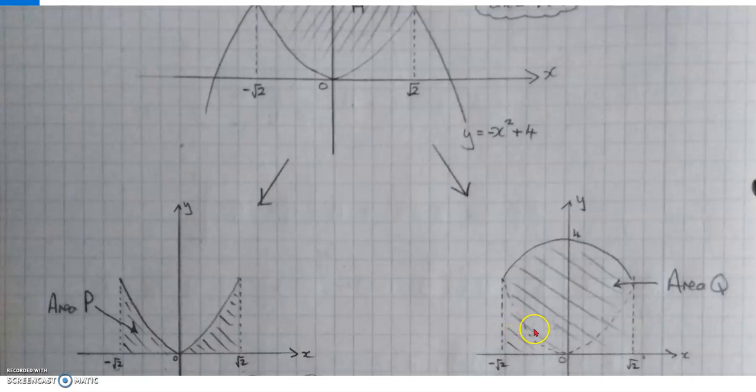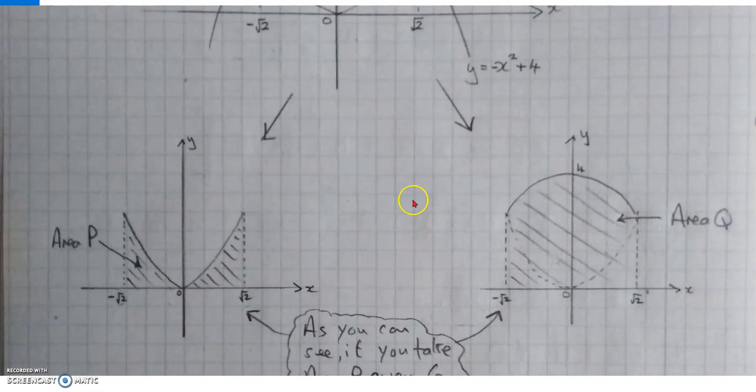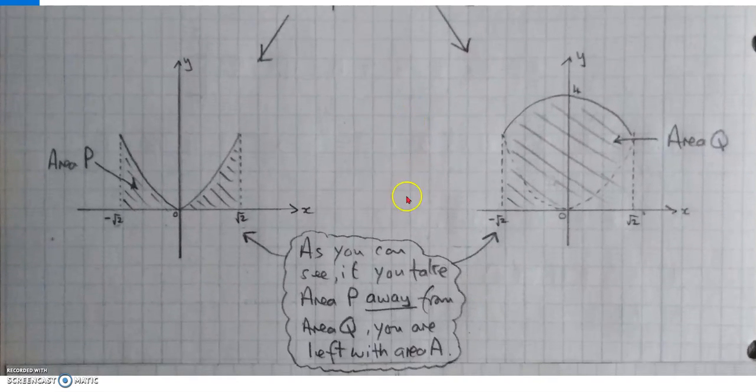That, of course, is not the area we want. We want this area here, the area of overlap. I hope you can see that when we take area P, this area we found here, away from area Q, we will indeed get that area of overlap. So that's exactly what we say: we take area P away from Q, and that will leave us with the area A that we're interested in finding.